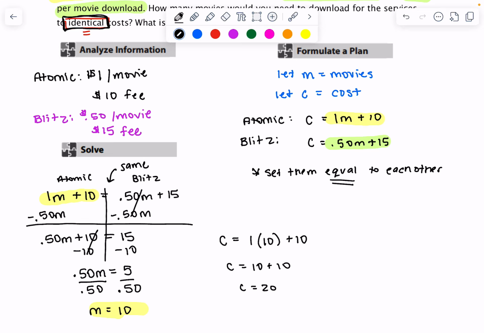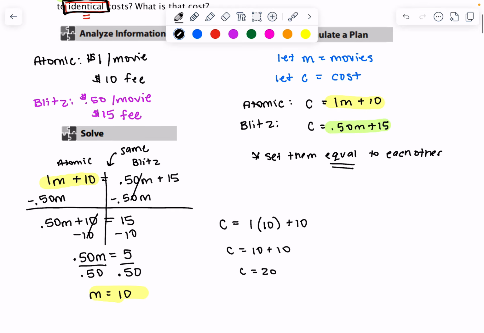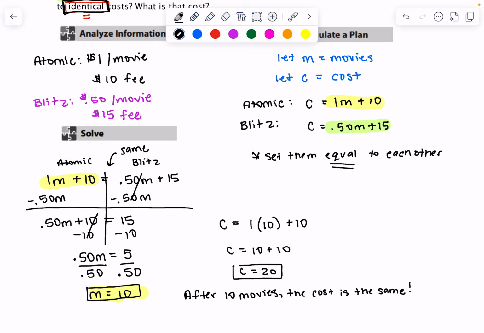So the cost is 20. And then we want to write a sentence to explain this information. So you can say after 10 movies, the cost is the same. Okay, so c equals 20, m equals 10. Okay, that's the first type of problem.